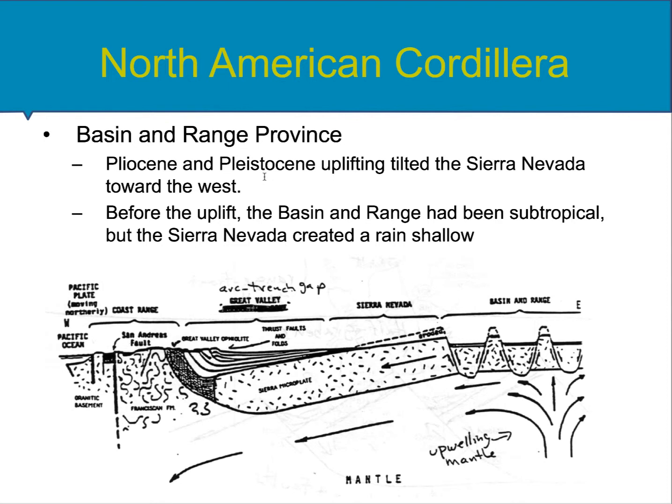Also, before the uplift, the Basin and Range had been subtropical, but the Sierra Nevada created a rain shadow. So in that case, most of the precipitation occurs on the west side of the Sierra Nevada. That's why we see conifer forests here. As that air descends on the east side of the range, it's compressing and warming, causing a more arid climate down here in terms of this rain shadow.